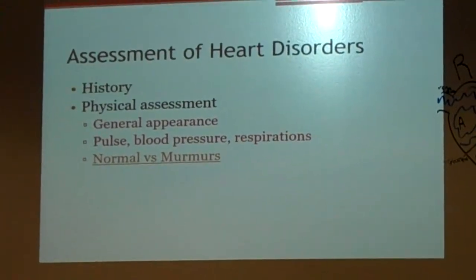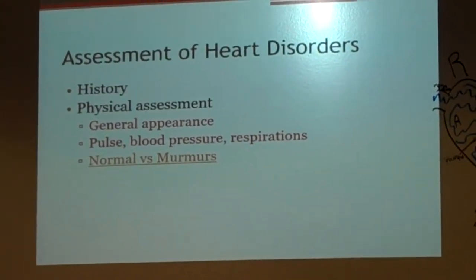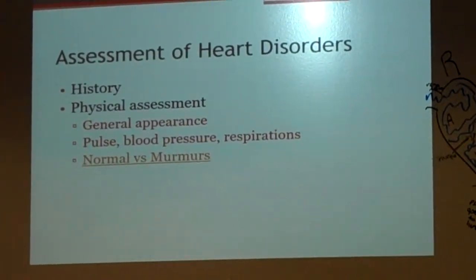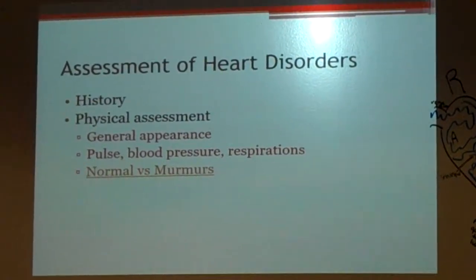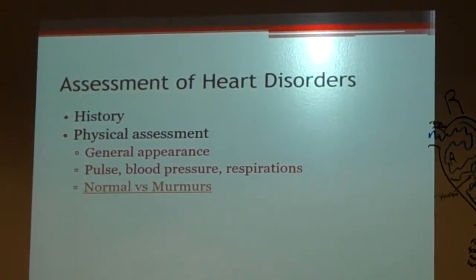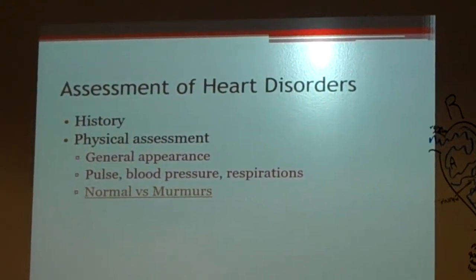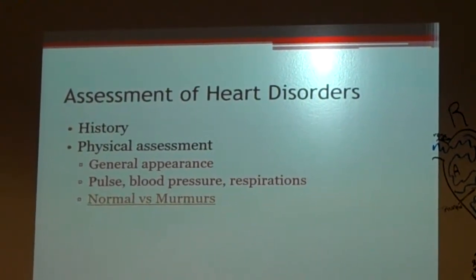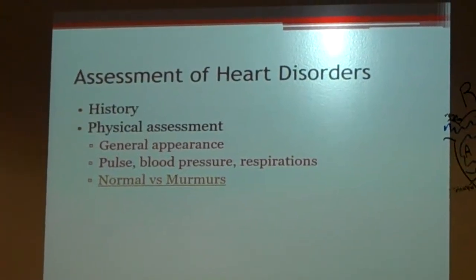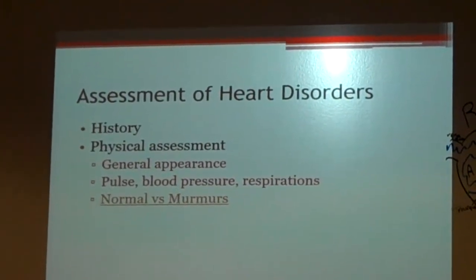So we're just going to group all of it together at first, and then we'll separate the different heart disorders out separately. Make sure we're getting a thorough history. For physical assessments, look at their general appearance. What's their color? What's their skin turgor? What do they look like? Make sure we get a pulse, blood pressure, and respiration rate.